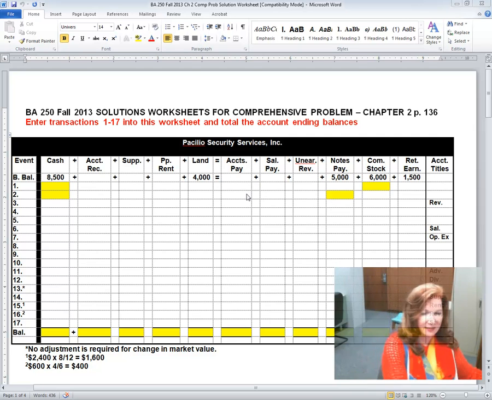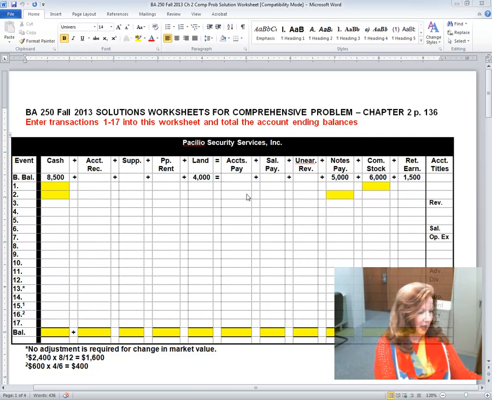I'm going to set my book up so I can read this. The trial balance of Palico Security Services, Inc. as of January 1, 2012, that would be the beginning balance for 2012, were as follows: cash, land, notes payable, common stock, and retained earnings. Those balances are entered for you already. During 2012, they experienced the following transactions. Acquired an additional $2,000 from the issue of common stock.